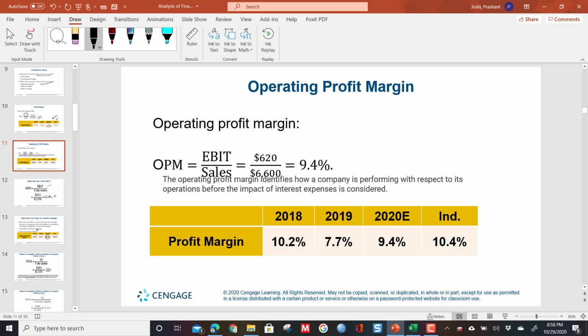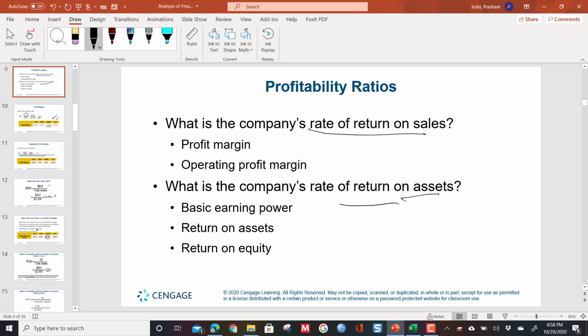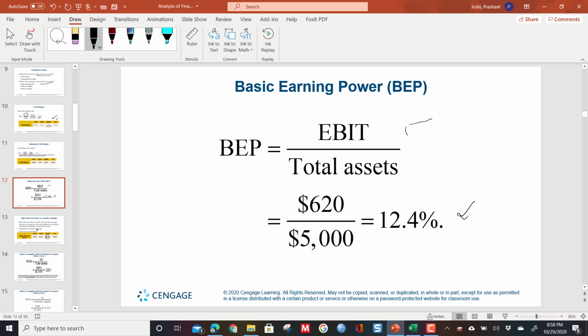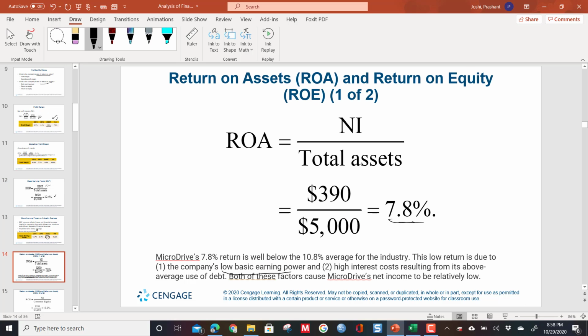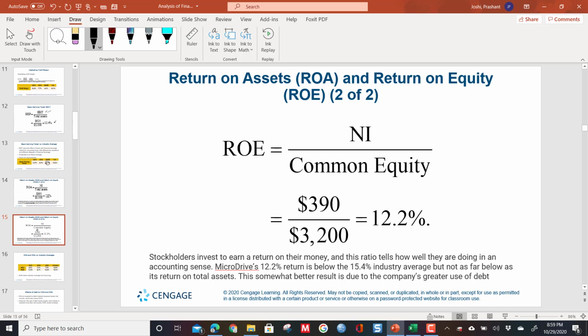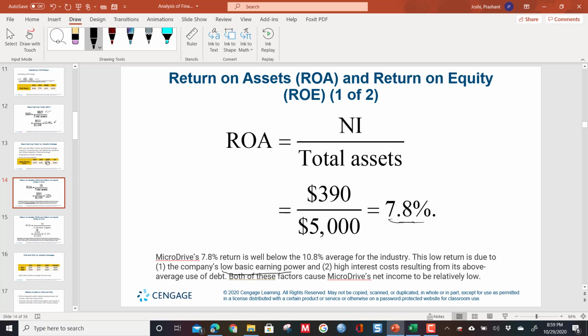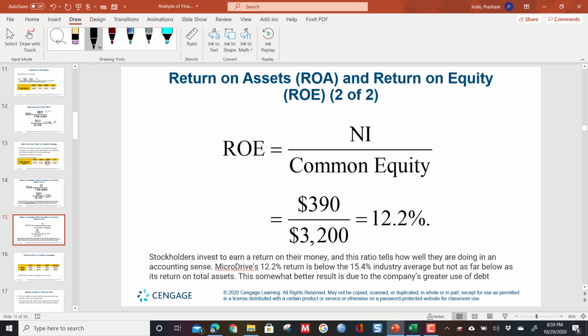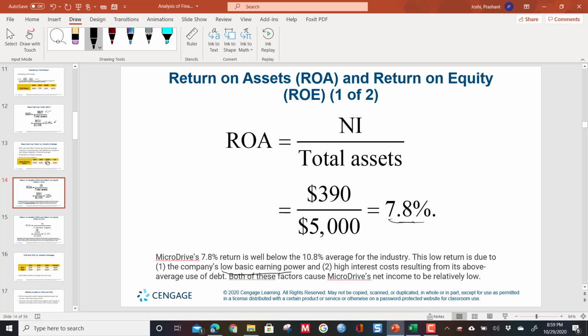Right, so earning before interest and tax is lower. Basic earning power is earning before interest and tax. If this is lower, it is because there might be higher interest costs resulting from above average use of debt, and also low earning power. Both of these factors contribute to the relatively low net income, and that's why that ratio is lower.